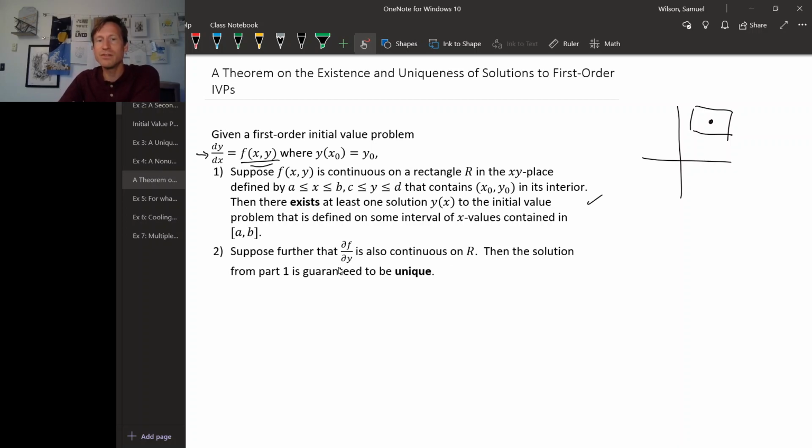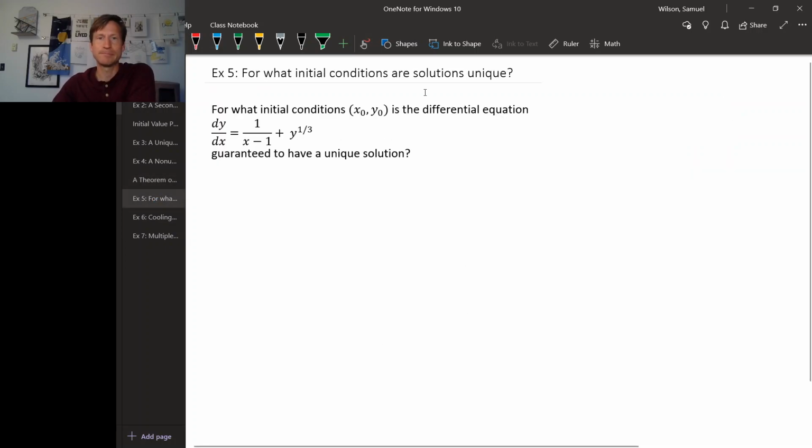And if the derivative with respect to y of that function is also continuous on this rectangle, then the solution is unique. So it's sort of a two-part thing. First, we're going to check if a solution exists by thinking about if the function is continuous, and then we'll check its derivative to see if the solution is unique. Okay, so let's look at some examples.